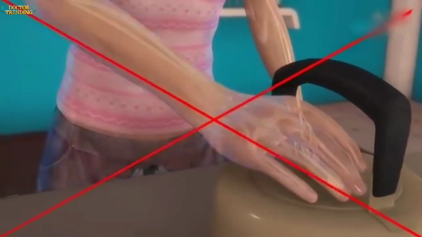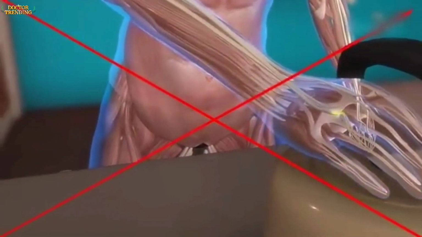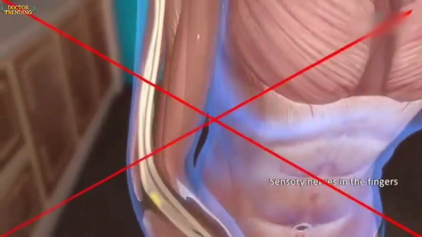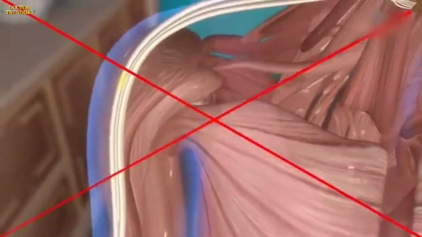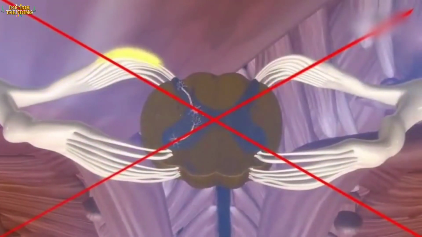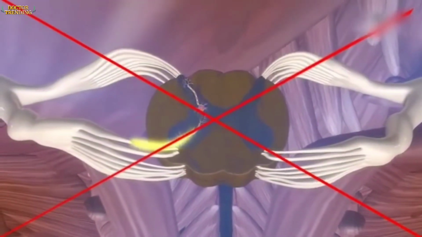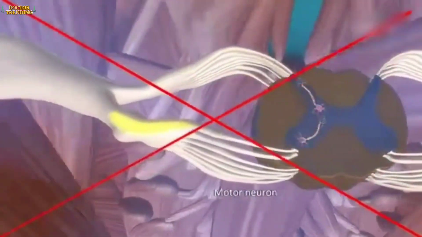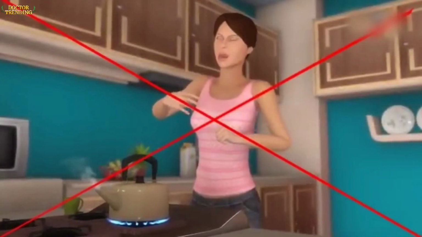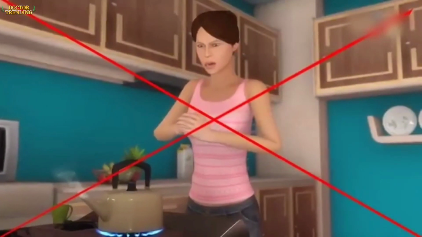This happens as the receptors present in the fingers sense the heat from the kettle. The sensory nerves in the fingers absorb this impulse and transmit it to the spinal cord. From the spinal cord, this impulse passes to the motor neuron, which in turn passes this impulse to the affected muscle in the finger, and the person immediately removes her hand from the kettle.